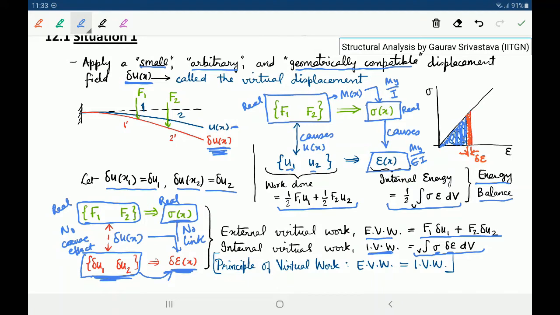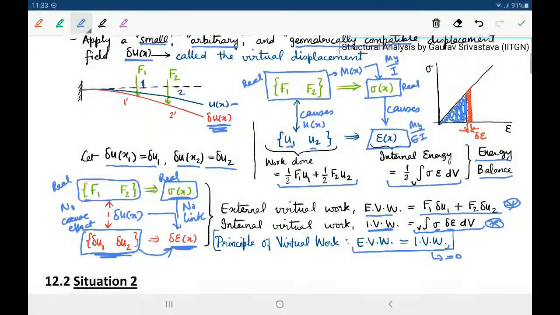So the principle of virtual work basically says that the external virtual work will be equal to the internal virtual work. In the earlier case, this internal virtual work was 0, and hence we were just saying that F1 delta 1 plus F2 delta 2 etc. equals 0. That was only the external virtual work being equal to 0. But in this case, the principle of virtual work implies that the external virtual work, which is this part, will be equal to the internal virtual work, which is this part. And this kind of logic we can use to solve many problems.